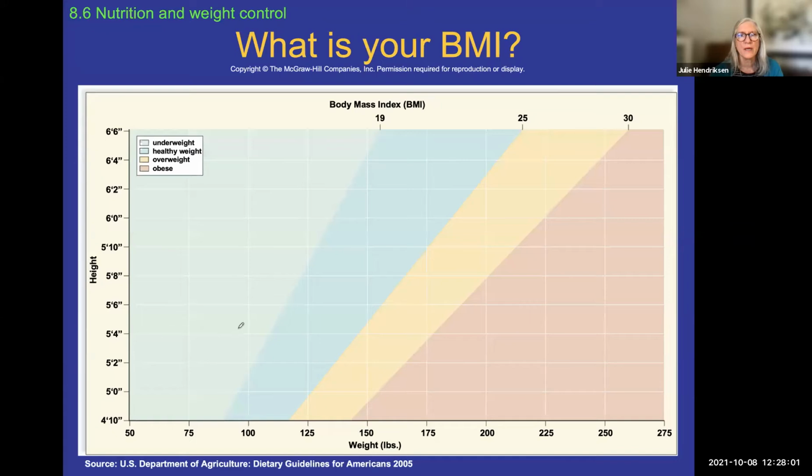This figure is just an interesting quick graph. As you look at your BMI, you can see your weight here in pounds and height over here in feet and inches. In the light blue zone, your BMI can be too low, so the individual is underweight. Healthy weight is in the blue, overweight in the yellow, and then considered obese here in the light pink.